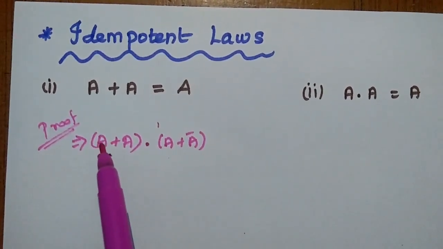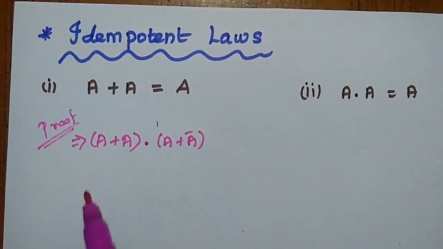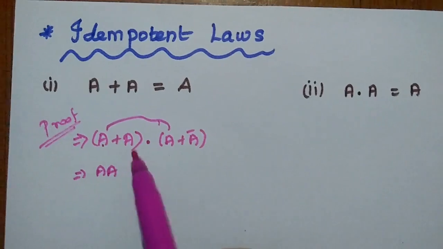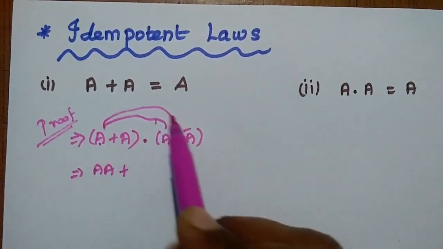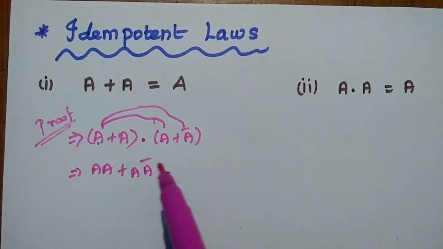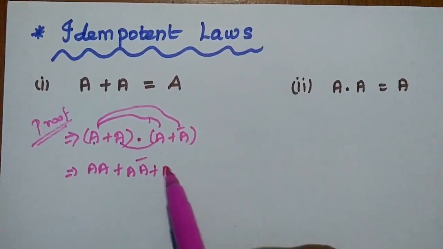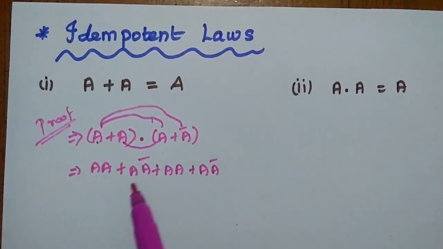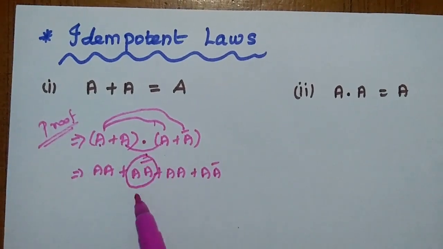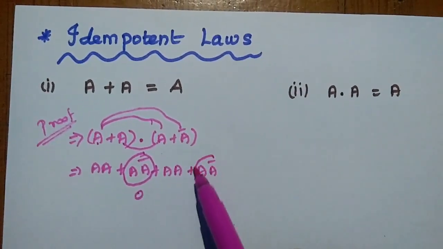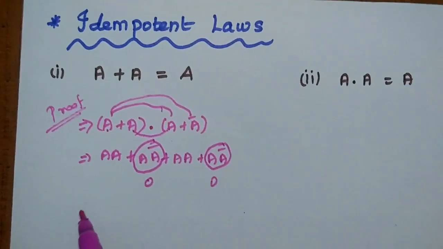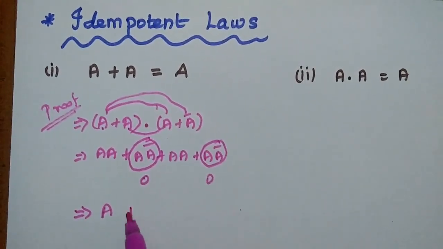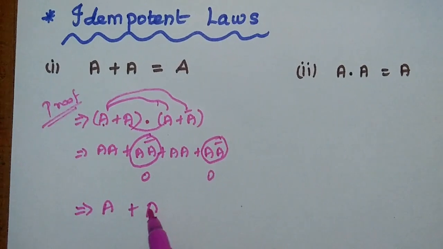So in the next step, we have to multiply the terms inside with this bracket. We can obtain A into A plus A into A bar. So next, A into A, we can get A into A plus A into A bar. As we know that A into A bar is always 0. So this A into A is equal to A, plus this A into A is equal to A.